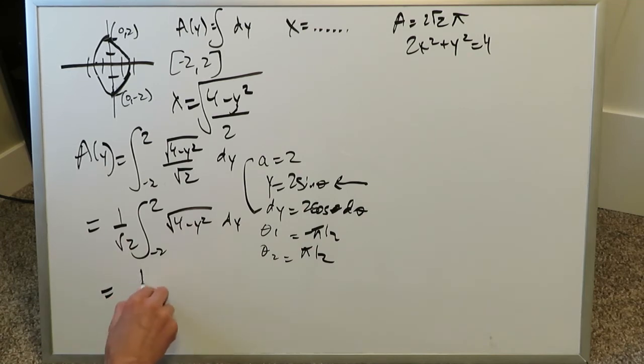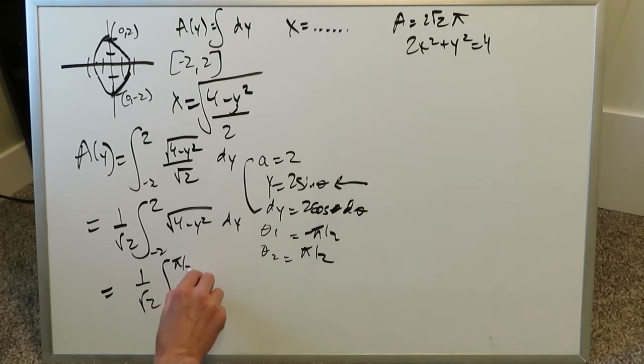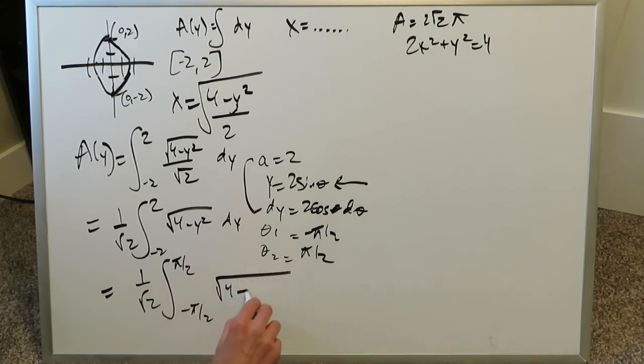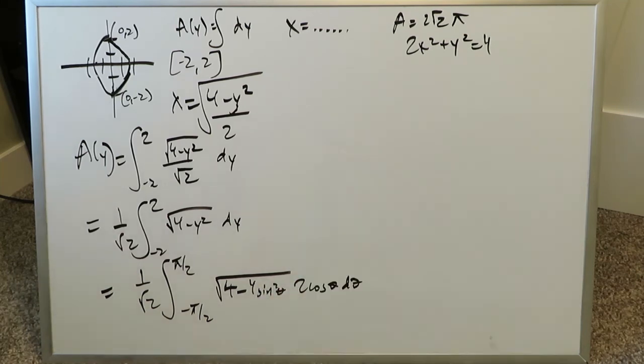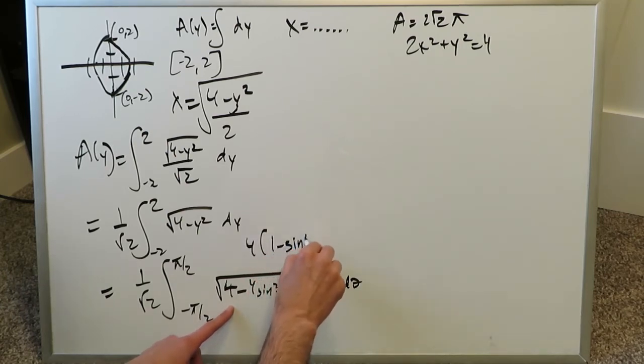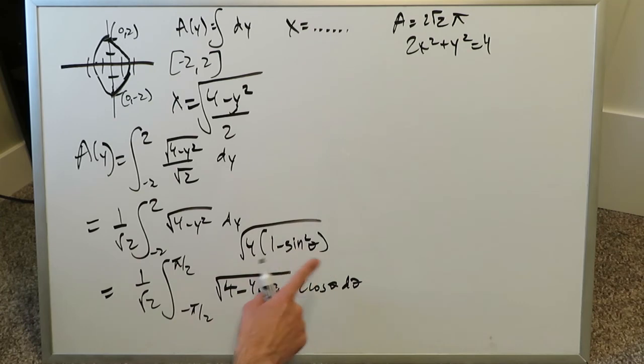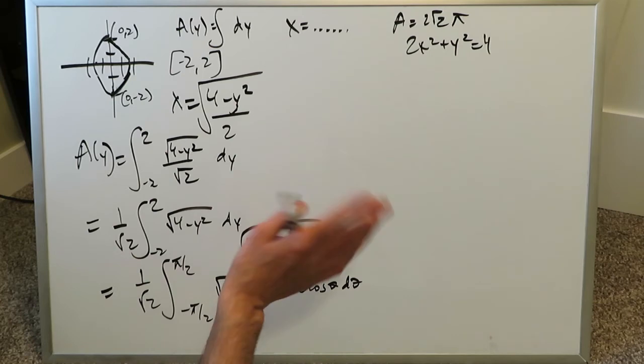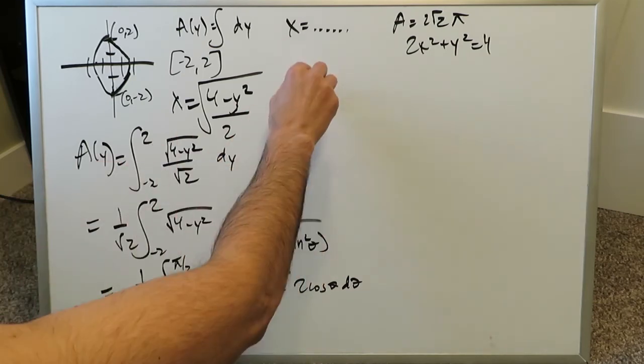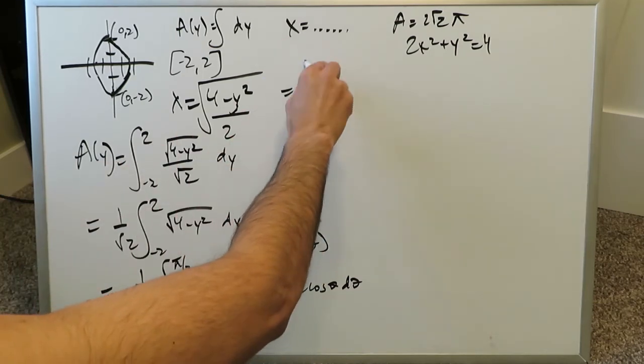Now our integration expression becomes minus pi over 2 to positive pi over 2. And we have 4 minus y squared, which is 4 sine squared theta. dy becomes 2 cosine theta d theta. We can erase this. When you look at this expression, you can isolate 4. You have 4 times parentheses 1 minus sine squared theta, all of this in a radical. This entire expression can boil down to the square root of 4 cosine squared theta by using a trigonometric identity that you know of. When we come right over here, we have 1 over root 2.